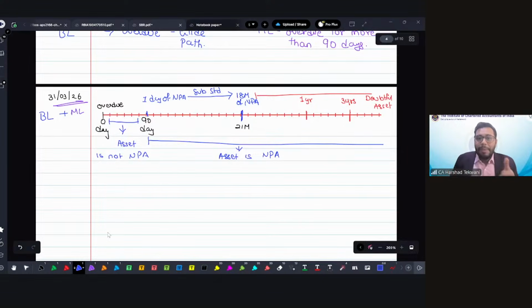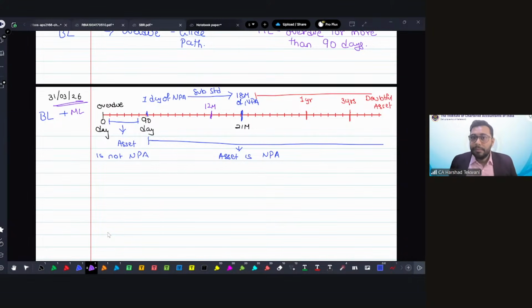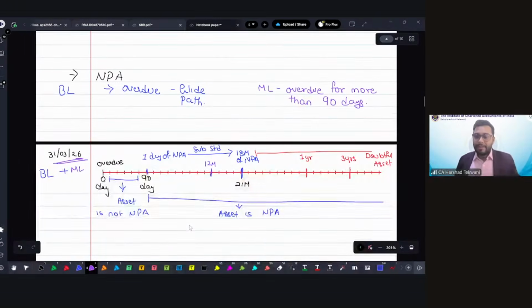So if it is middle layer, I have to find somewhere within 12 months. Over there, it will become substandard. Till that particular time, it will be substandard and the rest, it will be loss asset. Oh, sorry, yeah, doubtful asset. My mistake. Doubtful asset.